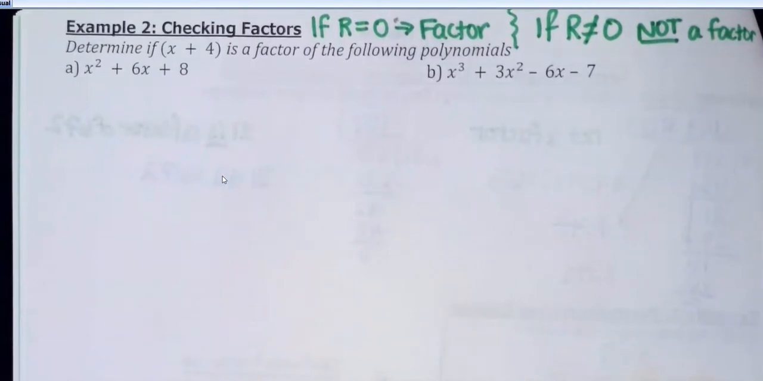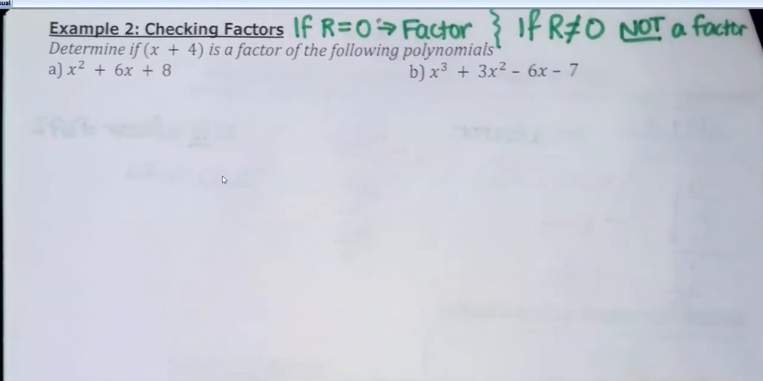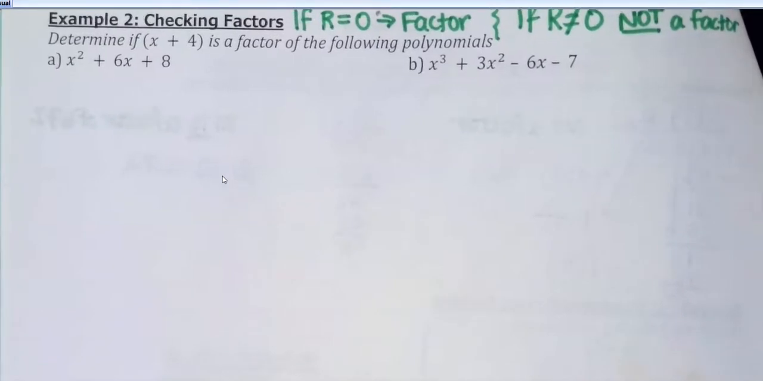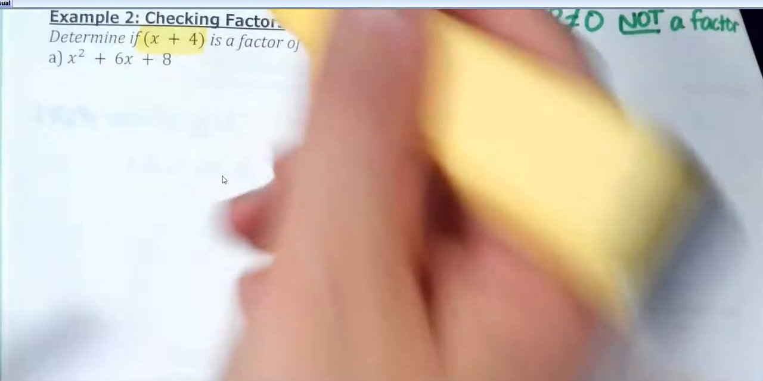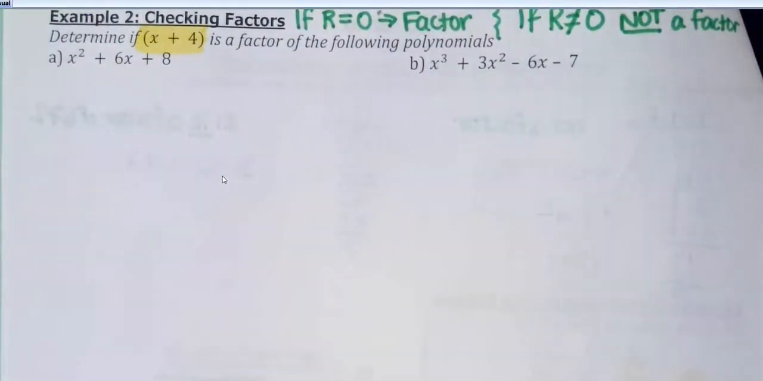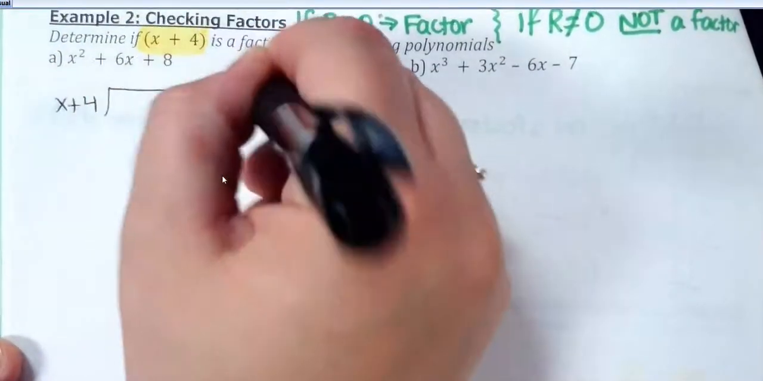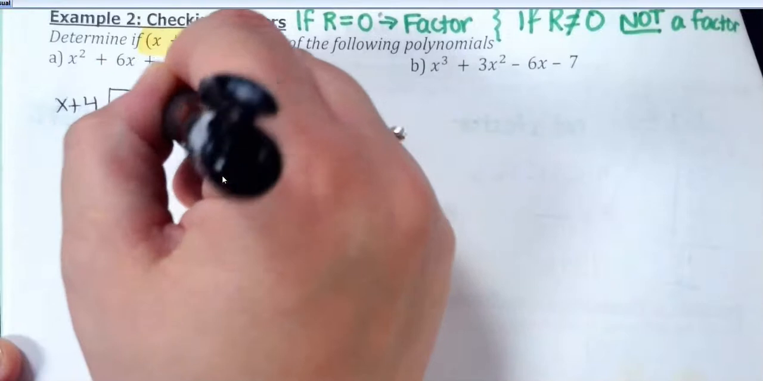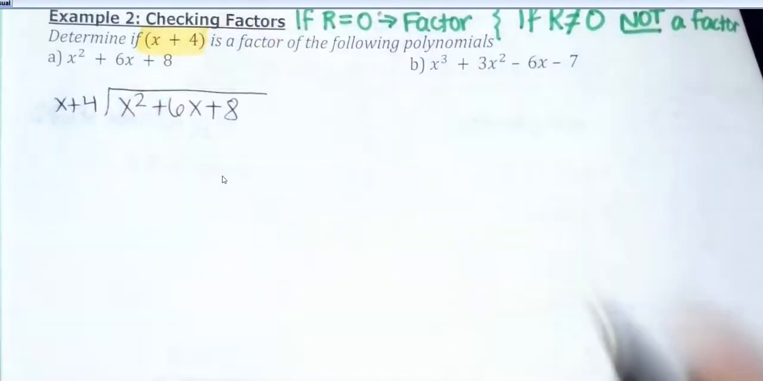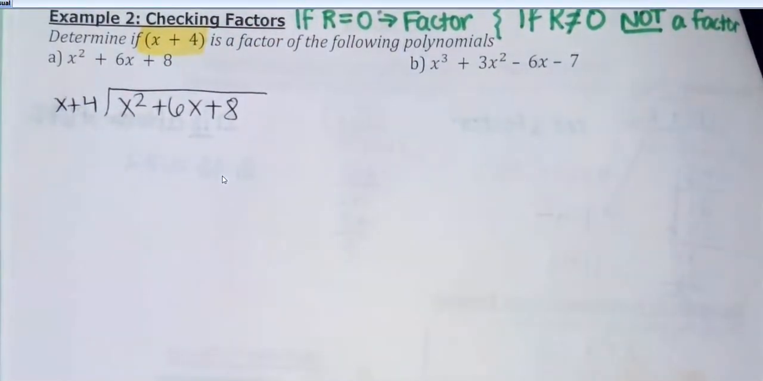So you'll see a couple questions like this that they just say something like this one does. Determine if x plus 4 is a factor. So this is literally a yes or no question. So what I'm going to do, I'm just going to set this up. So I'm going to see if I divide x plus 4 into x squared plus 6x plus 8. I'm going to see if I can do that without a remainder.